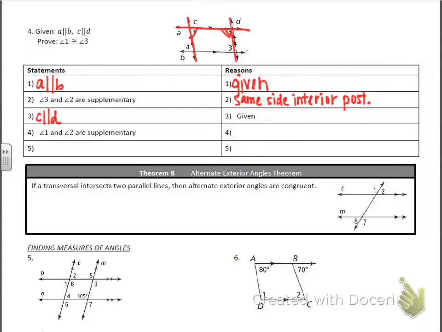And Lily says, isn't it still same side interior? Do you guys agree? I agree. It is still same side interior. We're just looking at different lines.